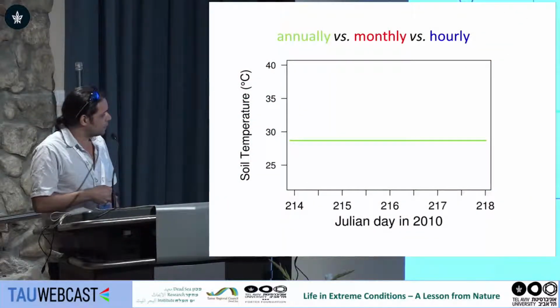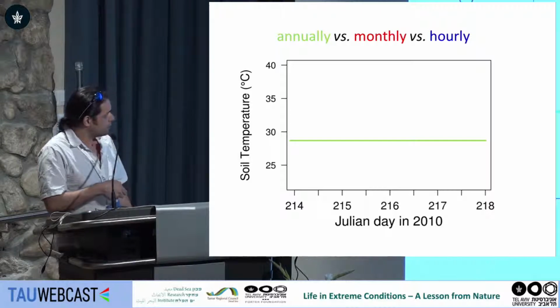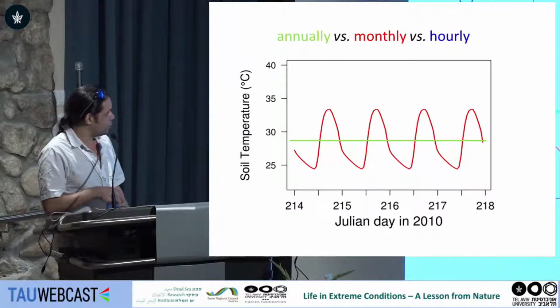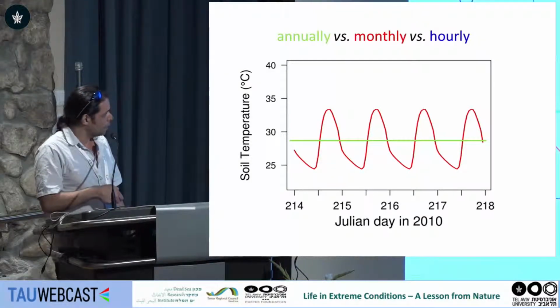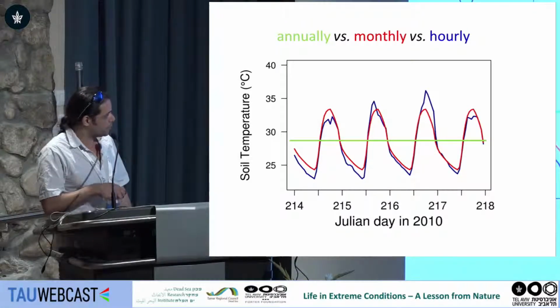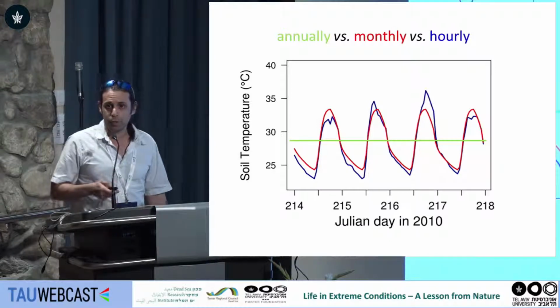If you look at temperature data, it's the same. If you look at annual resolution data, it's constant. If you look at monthly resolution of minimum and maximum, every day is the same. But if you look at hourly resolution, see what you get. You get all the extremes. And these extremes might be really very important for animals.